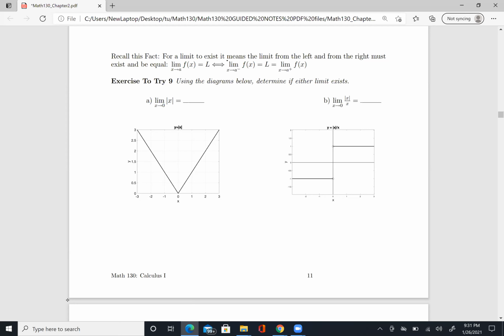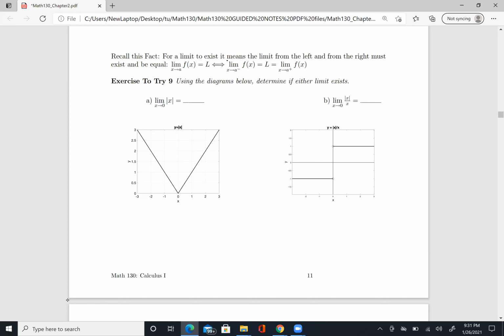Now, even though this says exercise to try number 9 here, let me help you do this one. Using the diagram below, determine if either limit exists. Actually, I think some of you can handle this one. So you can pause my video and try it first, then you can resume my video to see how I solved the problem, right?